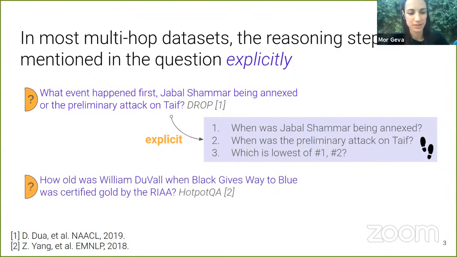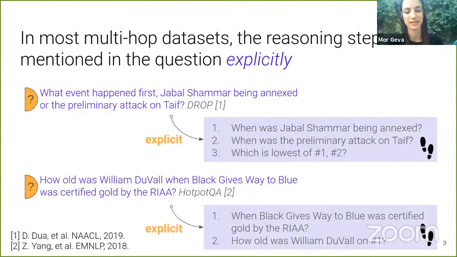Let's see another example. How old was William Duval when Black Gives Way to Blue was certified gold by the RIAA? This question is from HotpotQA. Personally, I don't know who William Duval is, and I'm not familiar with the RIAA, but still, if I would give you access to your favorite web search engine, Google, Bing, you could easily find the answer, right? You would know exactly how to get the answer to this question, and this is because the steps are mentioned in the question. You should know that first you should search when this certification happened, and then check how old William was at that time.